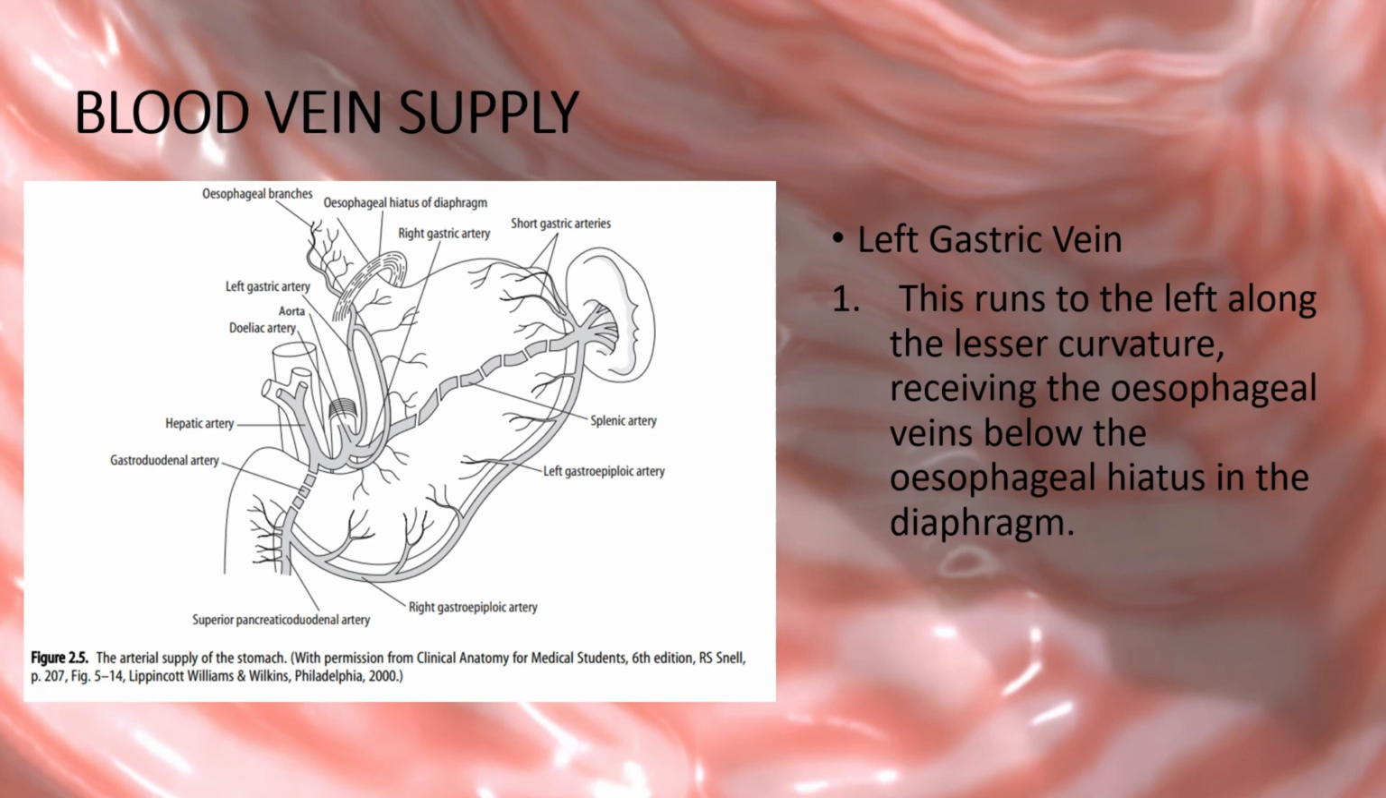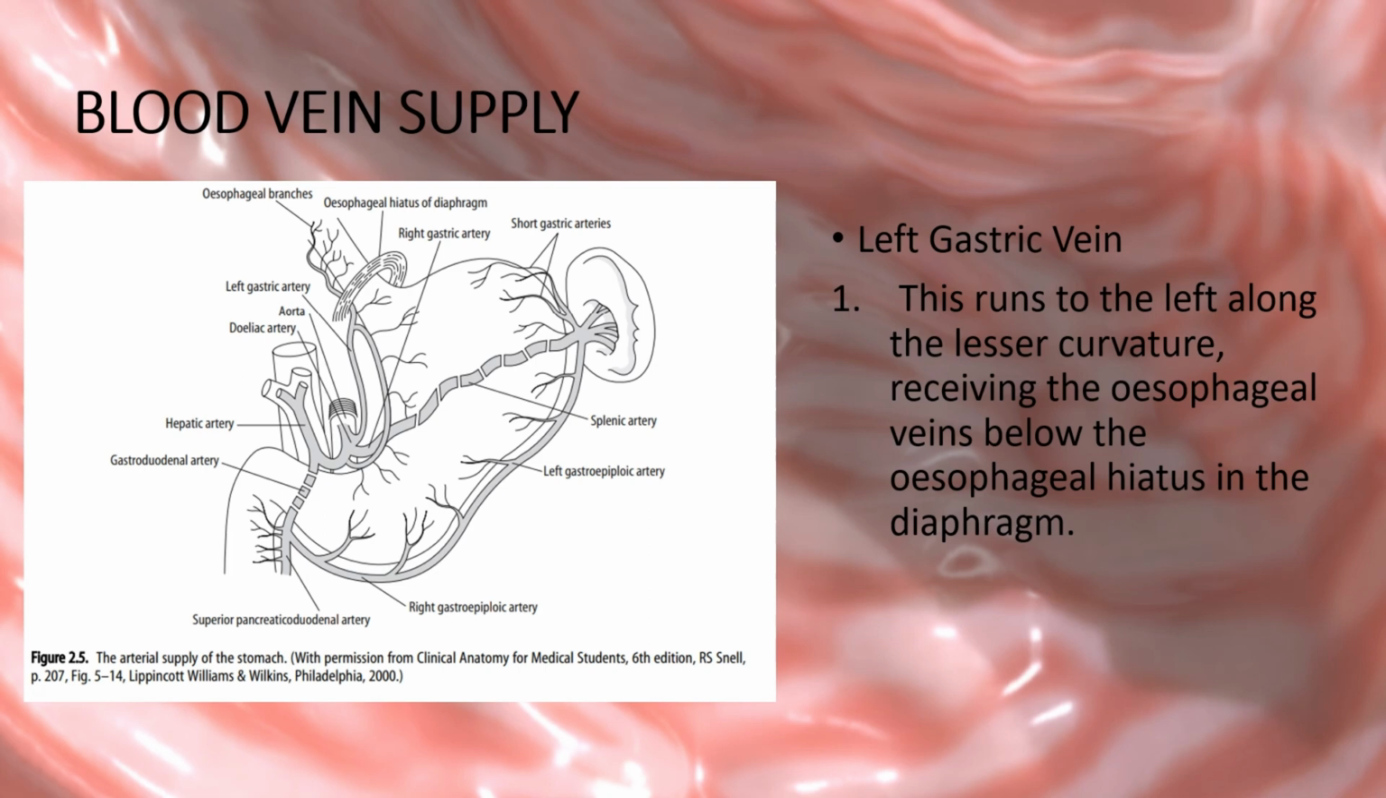We have another definition, the left gastric veins, the first and most important venous drainage of the stomach. The gastric veins are similar in position to the arteries, along with the lesser and greater curvatures. The left gastric vein runs to the left along with the lesser curvature, receiving the esophageal veins below the esophageal hiatus in the diaphragm. It usually drains directly into the portal vein at the superior border of the pancreas.